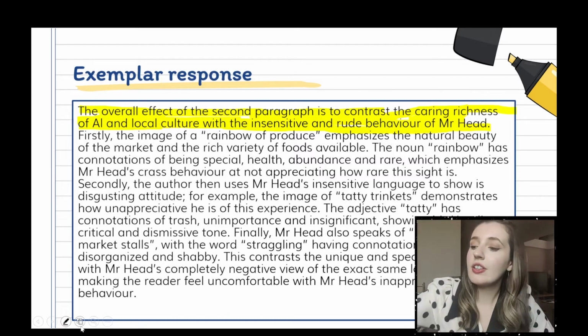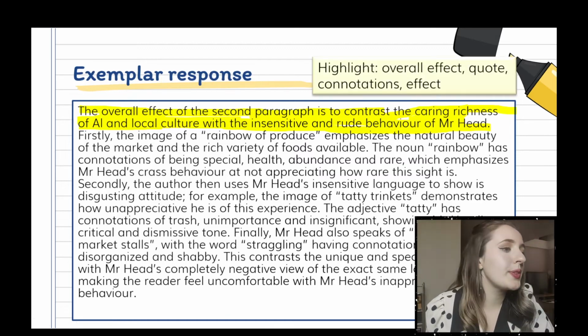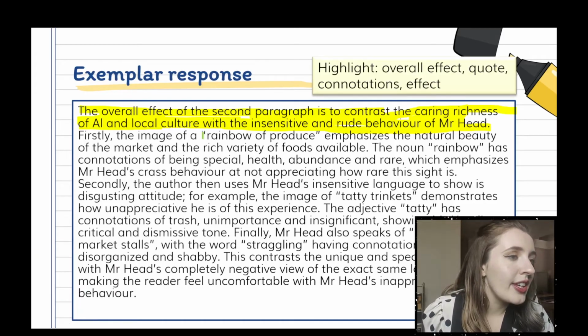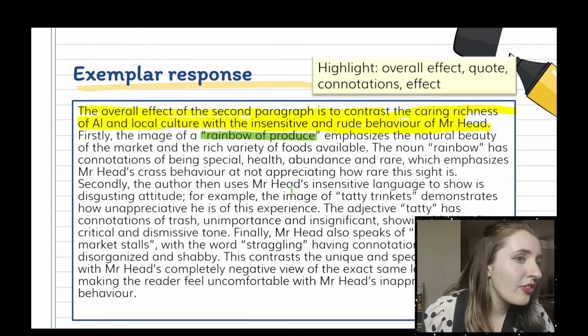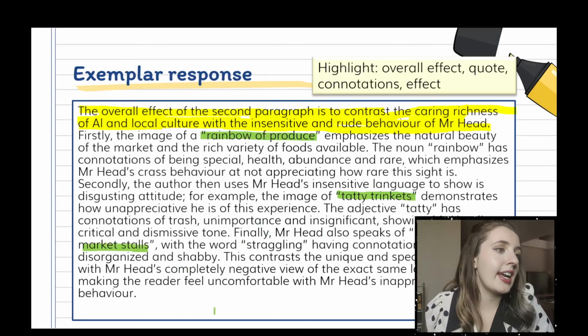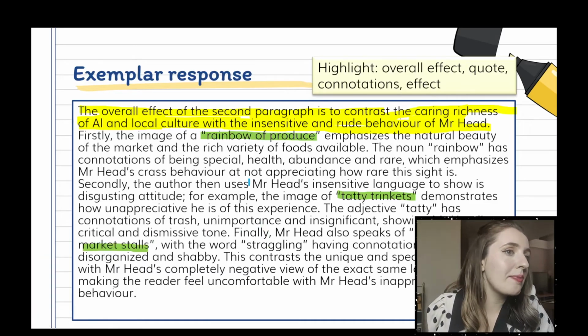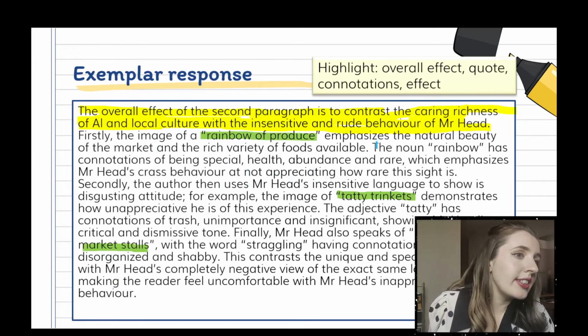Next, we're also looking for the quotes. So let me just change the colour of my highlighter. The exam asks that you pick 3 images per paragraph. So here are my 3 images right here: rainbow of produce, tatty trinkets and straggling market stalls. Easy. Next, my connotations. The connotations come pretty much straight after the quote.